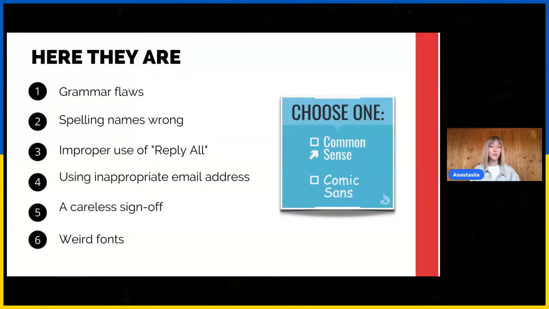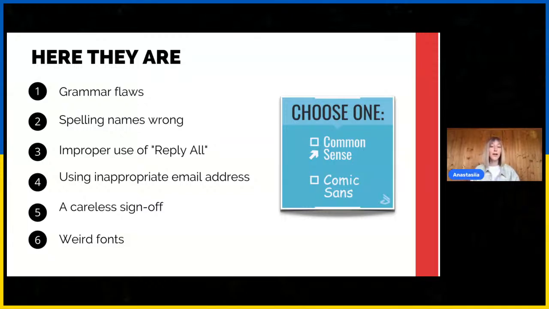Also, spelling is connected not only to common words, but also to spelling names of companies or names of receivers wrong. I believe it's not really difficult to double check whether the name is written in the proper way or the name of the company is right, because it shows your respect to a person, a receiver or a company you're sending an email to. It's not difficult, it doesn't take much time, but it's very necessary. Just remember to do it.